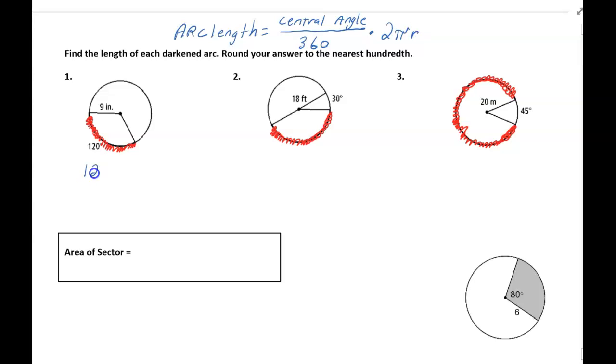So in example 1, the arc length would be 120 over 360 times 2 times pi times 9. And if I were to type that in, and I'm going to abbreviate this AL for arc length. So 120 divided by 360 times 2 times 9. We're going to get, that's equal to 6 pi inches, which is approximately 18.85.